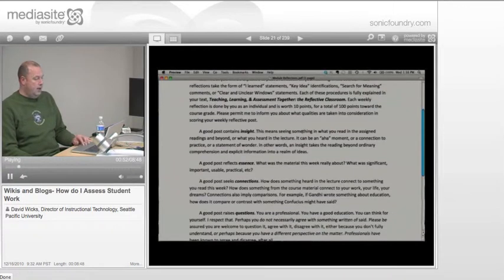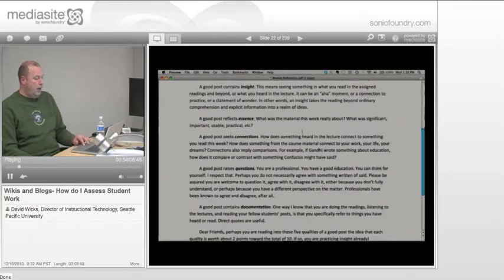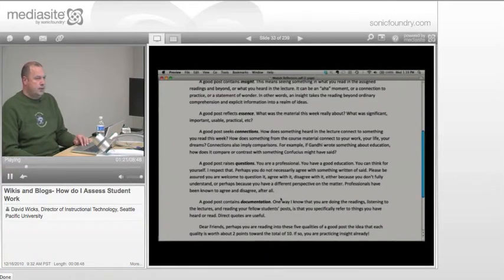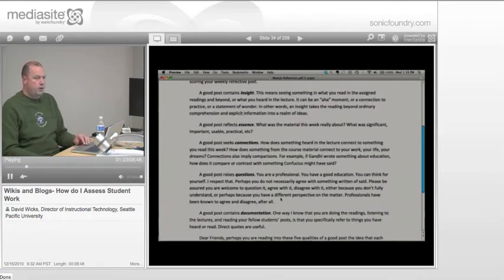But what he talks about then are that if you're going to write a good post, the post has insight, it has essence, it makes connections, it asks questions, and it contains some kind of documentation. So they're providing their resources as part of that. So I'll share this with you that you can use, and he's given me permission to let other people use this, and this is really a good way for you to build yours.